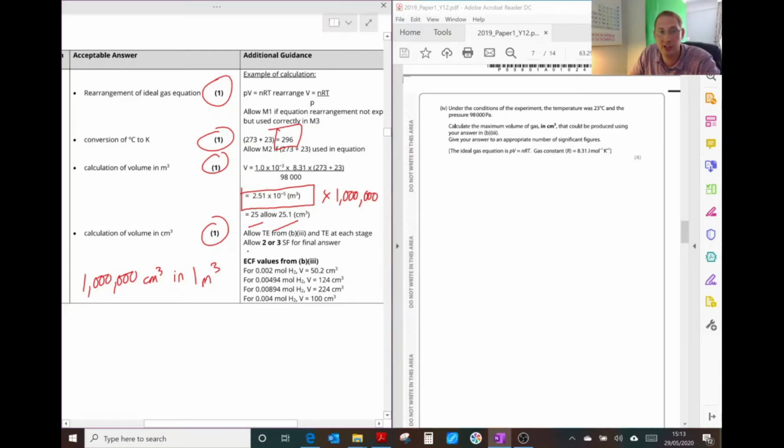Some people actually not giving their final answers 2 or 3 significant figures and losing a mark because although they'd done all the calculations correctly, they didn't round the final number on the calculator. So you're only allowed for 4 marks 25 or 25.1. And here are some common values if you made mistakes.